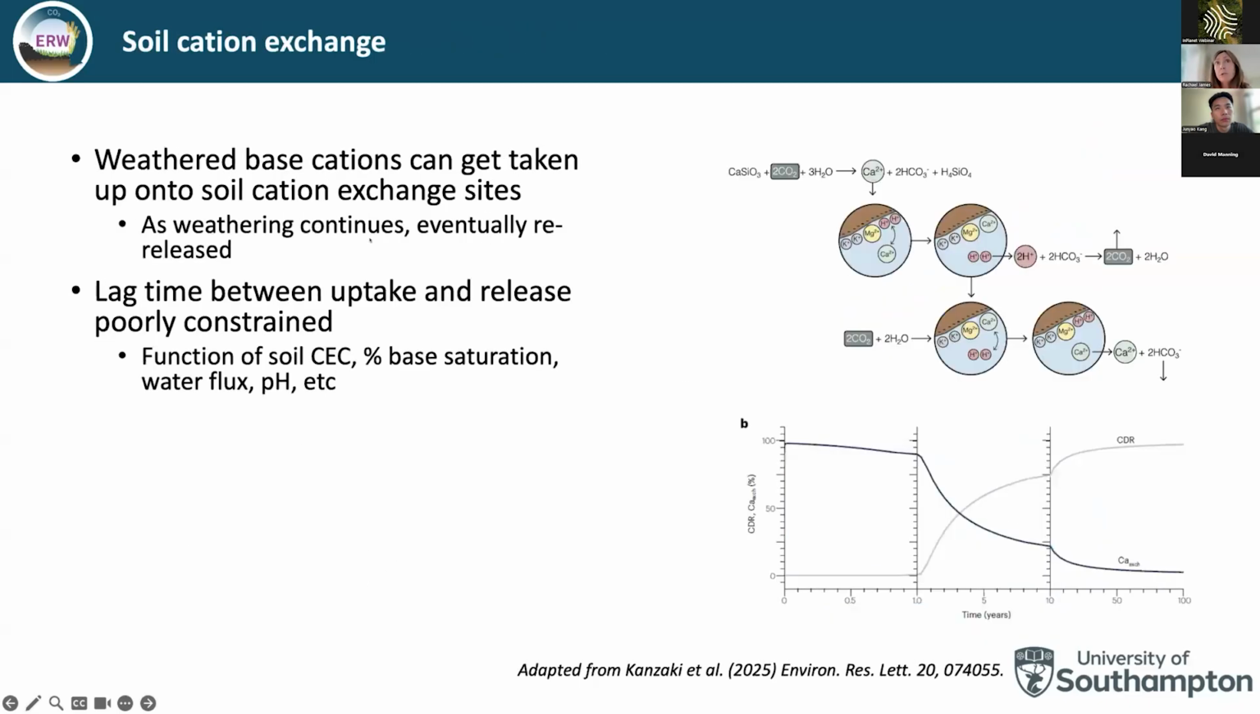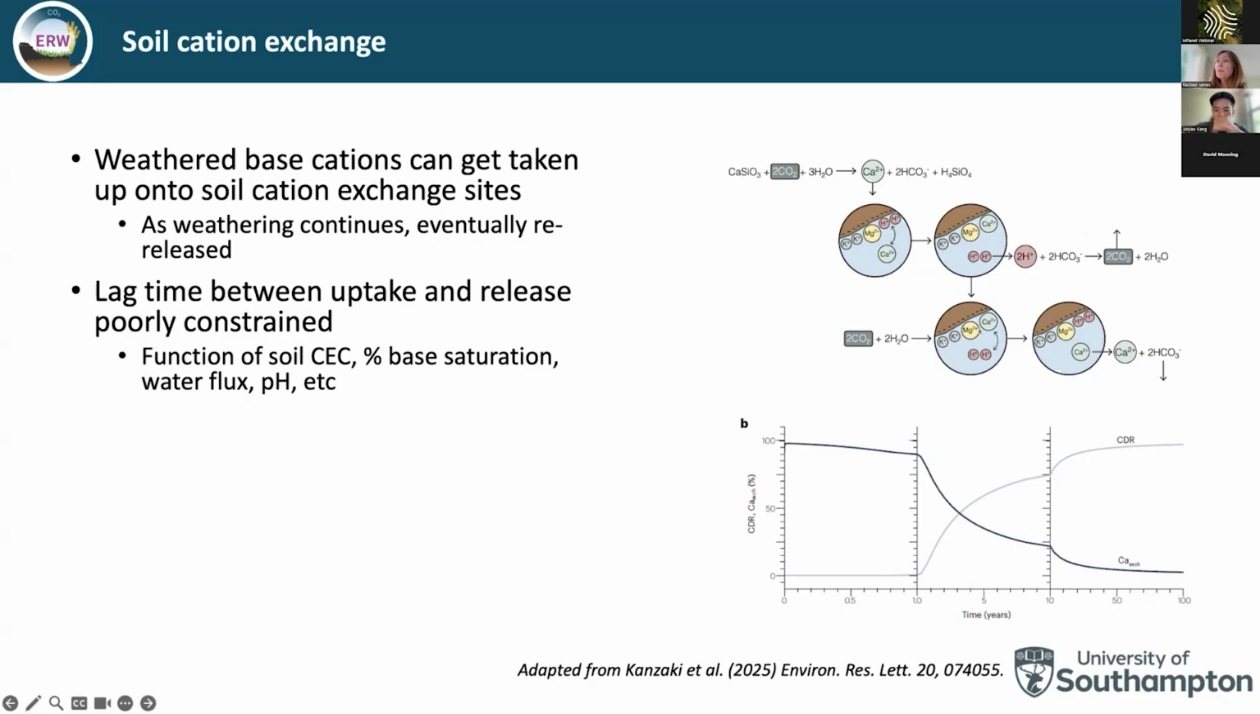So what is soil cation exchange? Well, as many soil scientists have known for many, many years, weathering products or base cations can get taken up onto soil cation exchange sites. So the diagram on the right here shows, for example, calcium being released from our applied calcium silicate feedstock, being exchanged for hydrogen ions on the soil surface. Those hydrogen ions need to be charge balanced, so they combine with the bicarbonate and produce CO2.